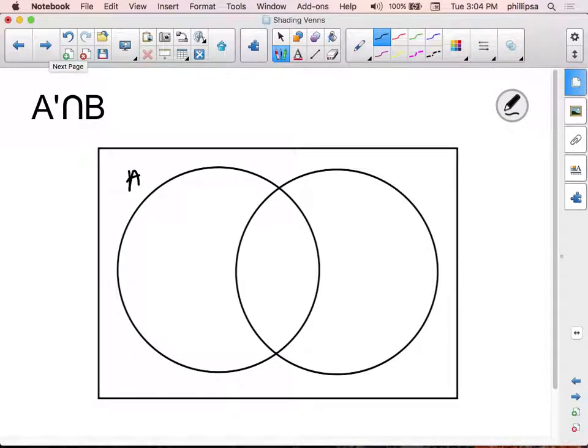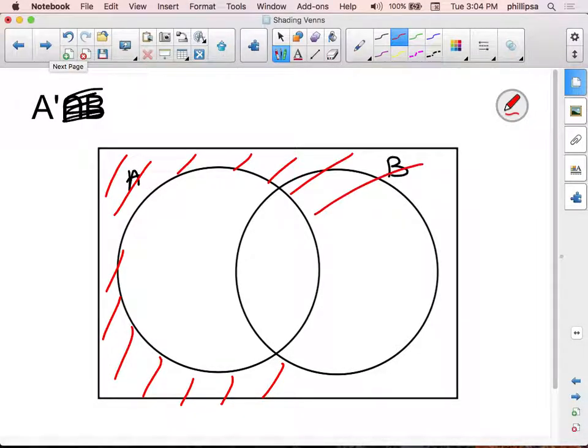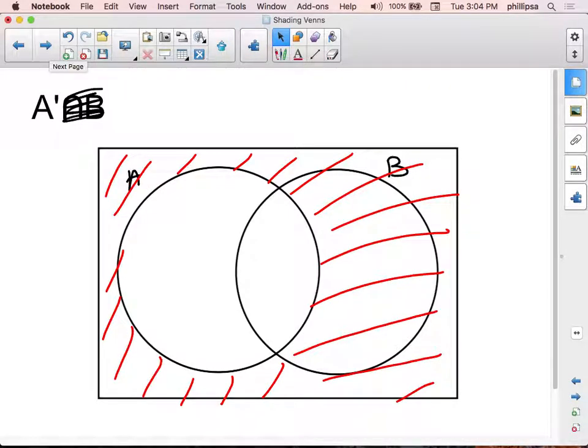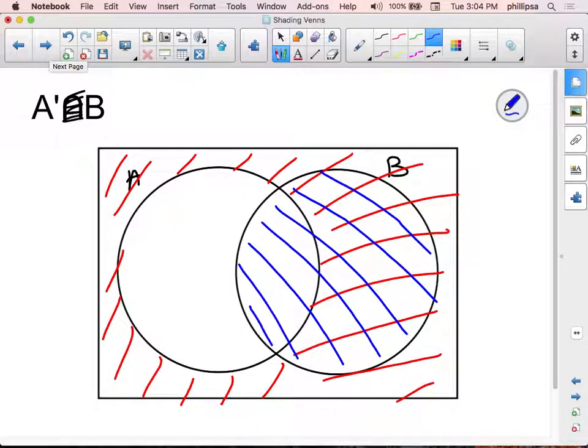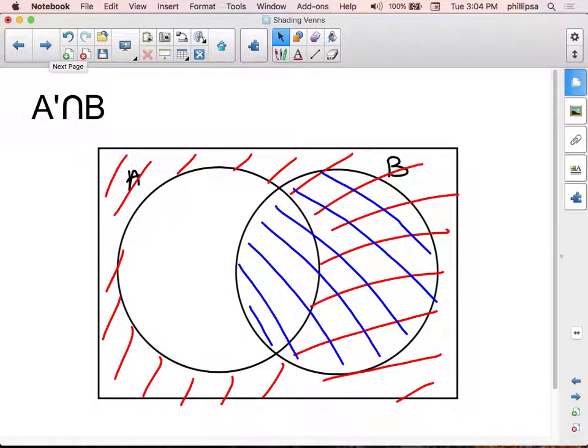Okay? Here's A, B. I'm going to do the same thing. Everything outside of A. Don't forget, you're not done. Everything inside B. Okay. Now let's acknowledge the fact that this is an intersection. You want where these two things intersect.